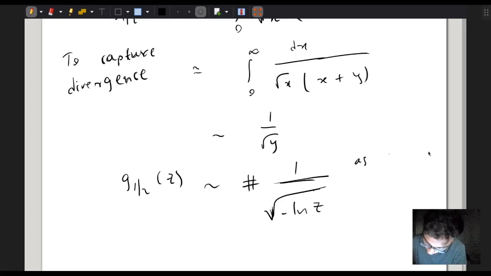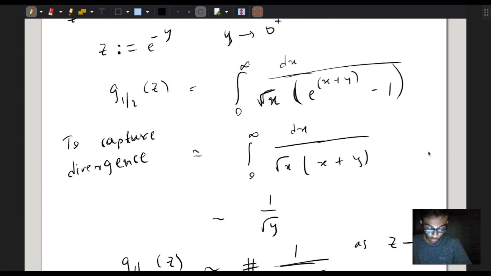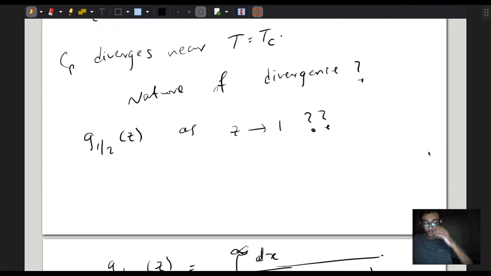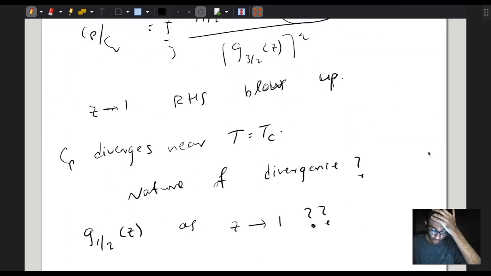As z tends to 1 minus. Okay, so yeah, you can clearly see this diverges. Yeah, so this is what we want, but we are still not done yet. So we know how this function diverges as a function of z, but ultimately we need to express the quantity as a function of t minus tc.